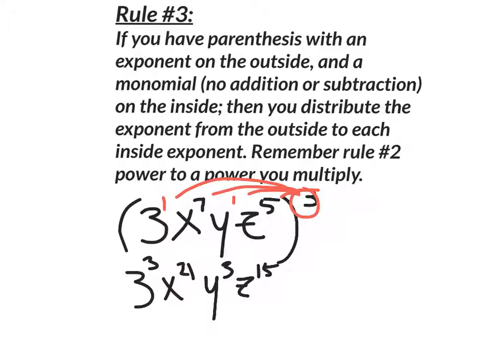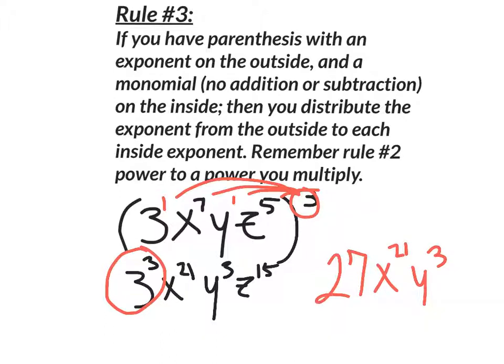And now the only other thing that you could do is actually simplify the 3 to the third. That's not 9. 3 to the third is really 3 times 3, which is 9, and then times 3. 9 times 3 is 27. So your final answer is 27x to the 21, y to the third, z to the 15. So this is our final answer right here.